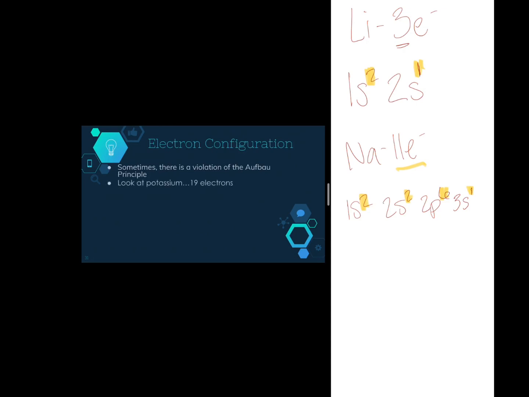Sometimes there's a violation of the Aufbau principle. So if we look at potassium, potassium is K. It has 19 electrons.